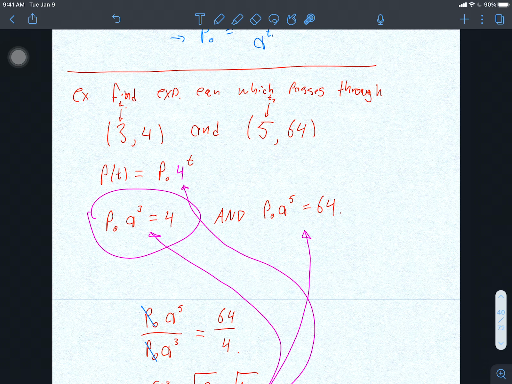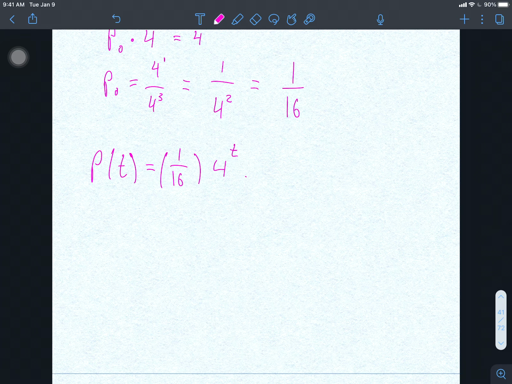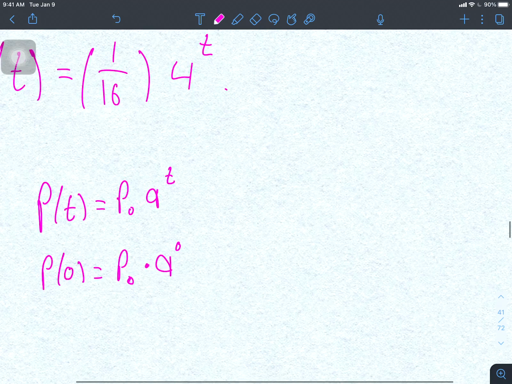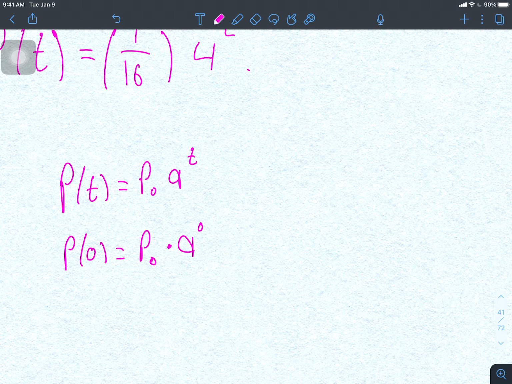Our equation is P of t equals P naught a to the t. What happens if we plug in 0? P of 0 equals P naught times a to the power 0. Now a is a number. Any number to the power 0 is equal to what? 1. So this is P naught times 1, which is just P naught. So this is the significance of P naught. It's what P is equal to when t is 0. Yeah, good question. Any more questions on this?